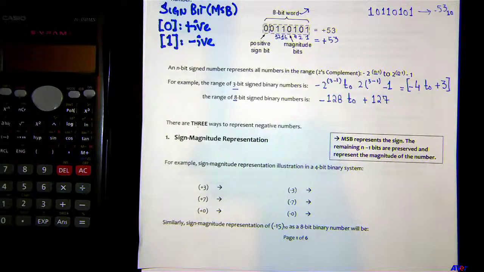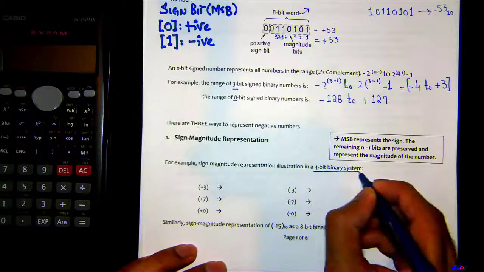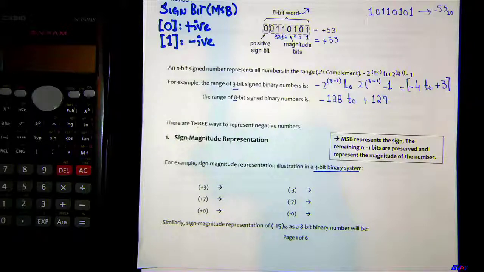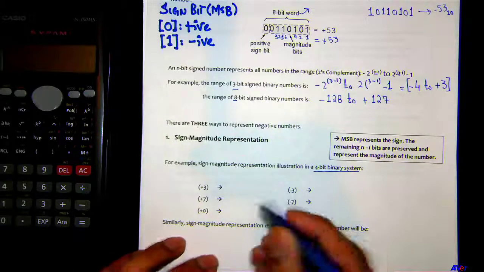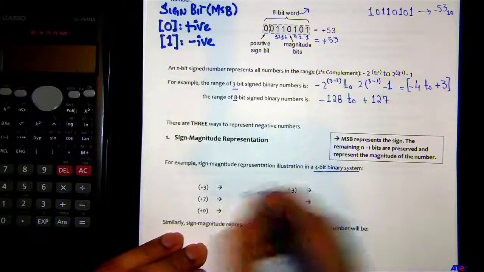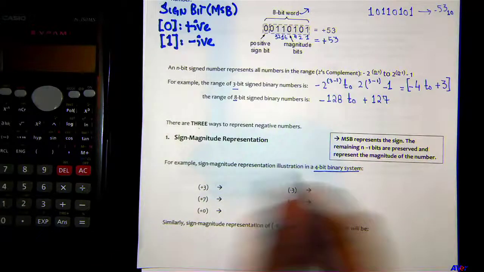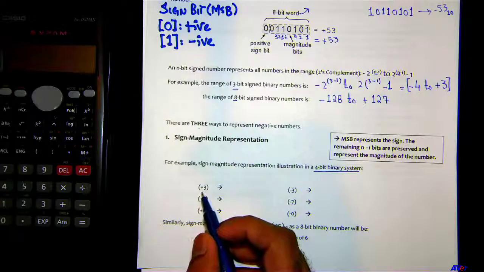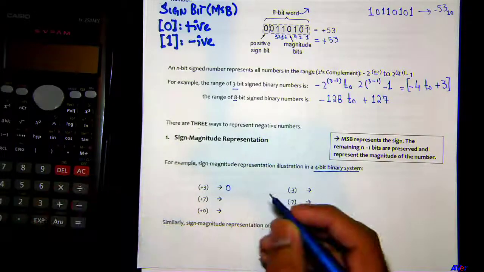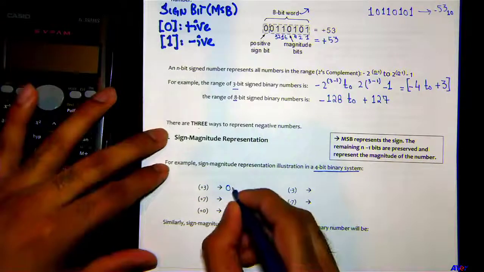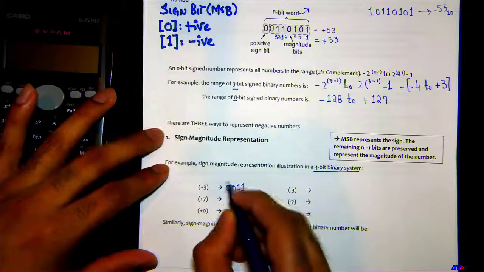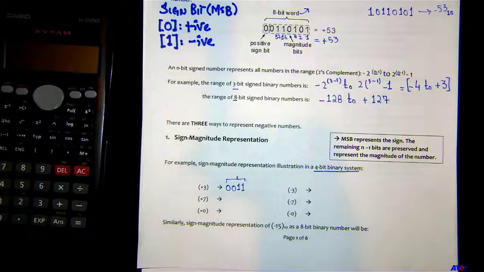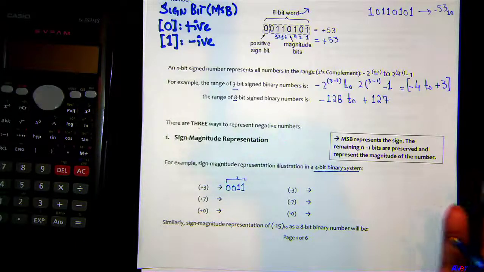And the remaining n minus 1 bits are preserved and represent the magnitude of the number. So here we have a 4-bit binary system. You're going to treat the positive numbers just like you normally do. In a 4-bit binary system, the most significant bit for a positive number is going to be 0, correct? And what is the 3-bit code for 3? It's 0, 1, 1, right? So here's your 4-bit system, correct? This is positive 3 in a sign magnitude representation in a 4-bit system.